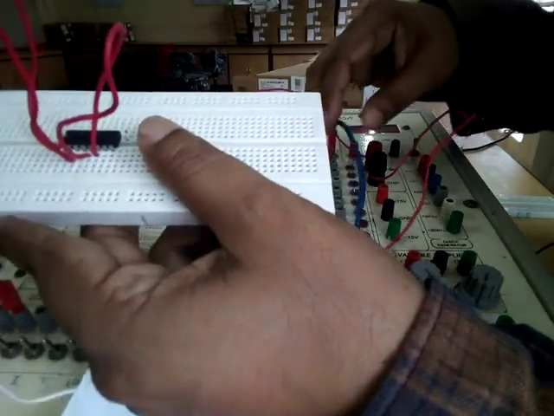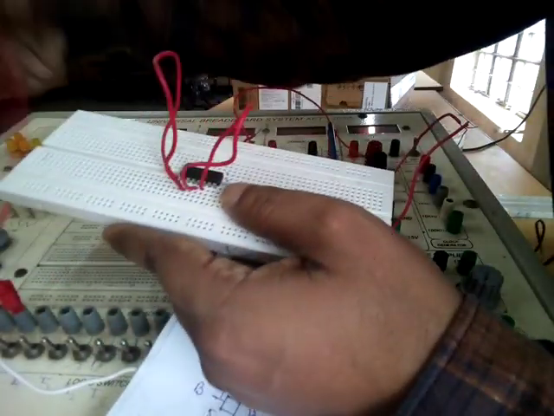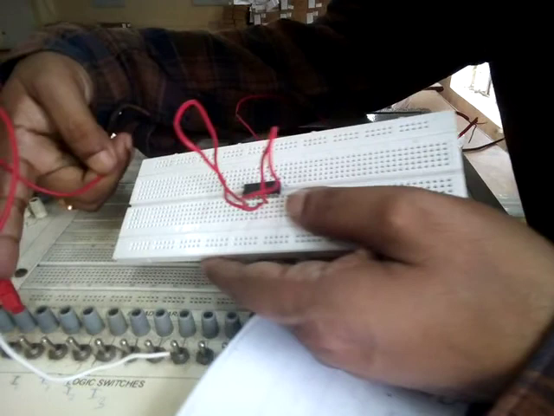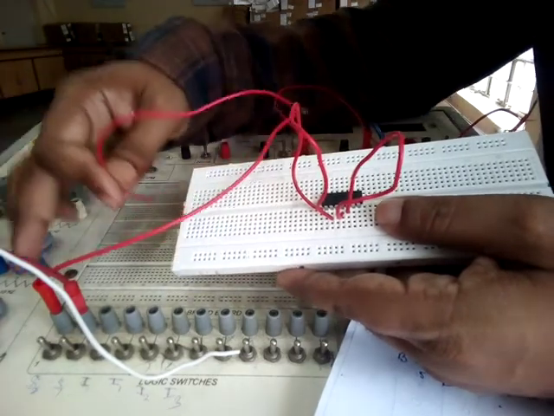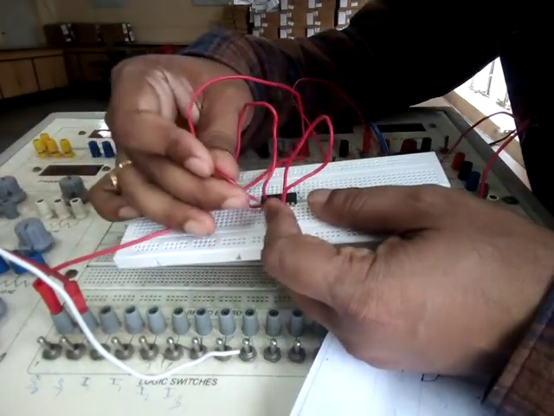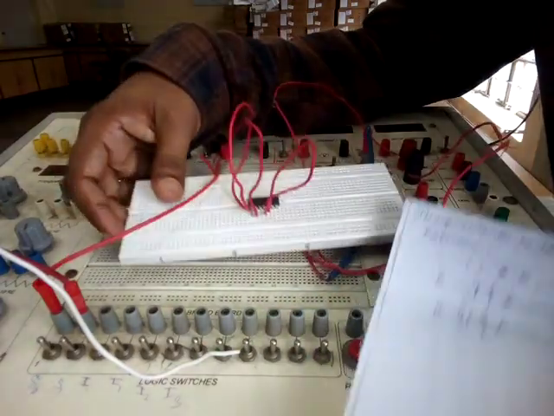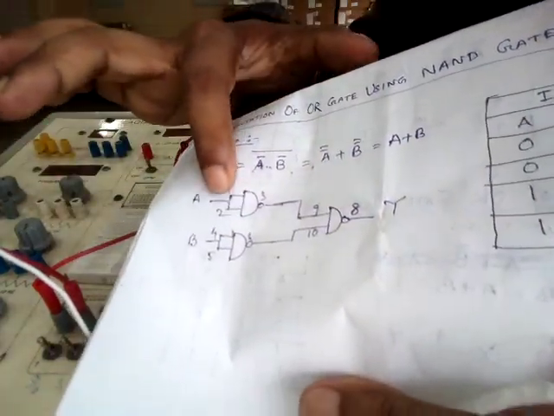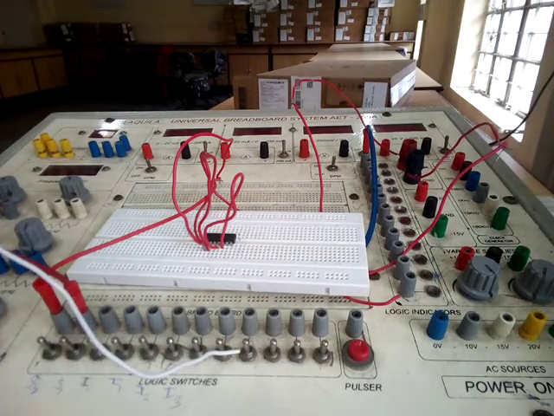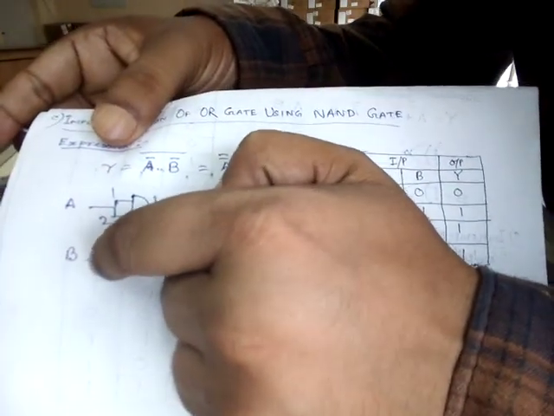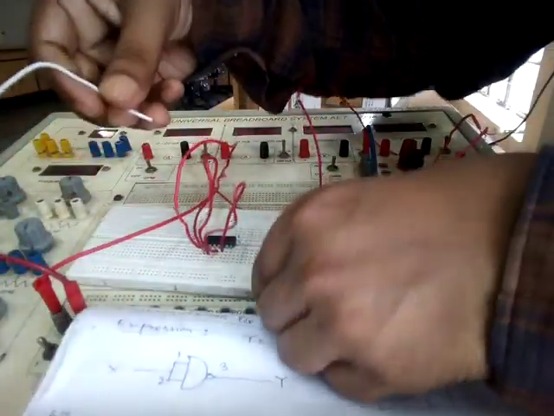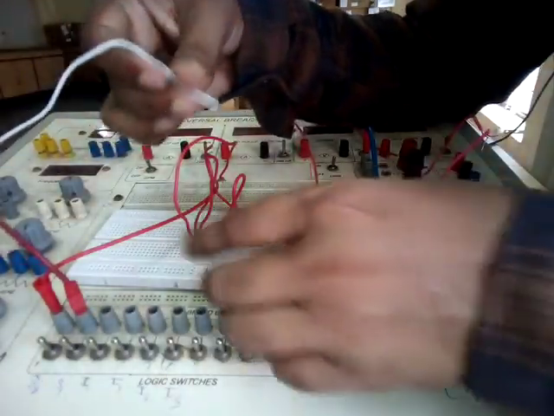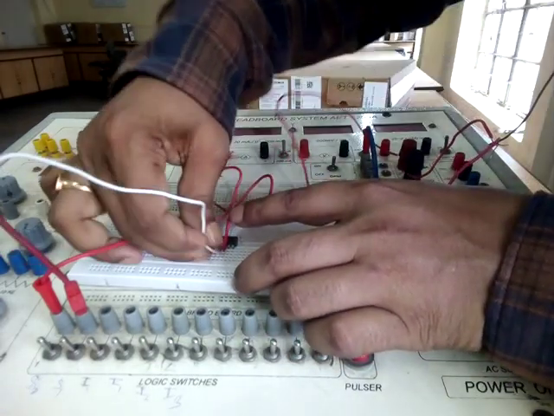Okay, now we give the first input A, all of you see, to pin number 1, as it is shorted with pin number 2. Okay, and the next input from B goes to pin number 4.